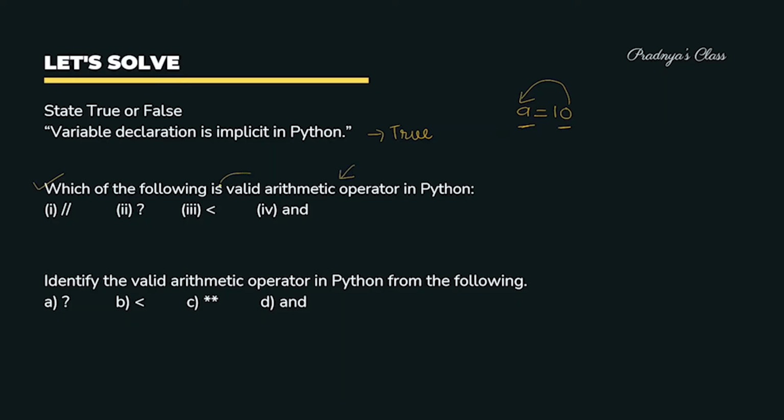We have to find out the valid arithmetic operator. You know there are 7 arithmetic operators. Just recall all the arithmetic operators before solving. So we have addition, subtraction, multiplication, division, modulus, then floor division, and we have the exponentiation operator. Now come to the question.